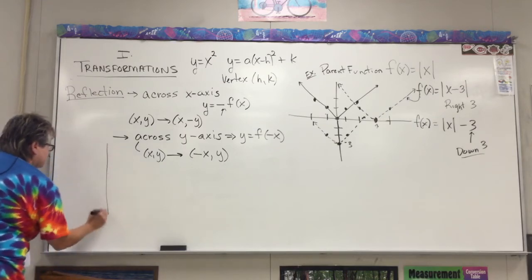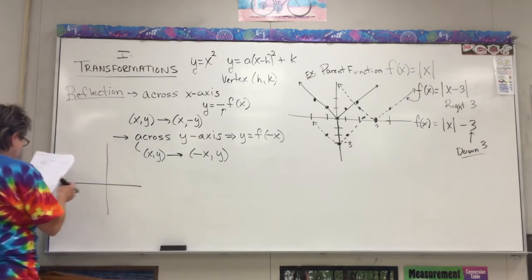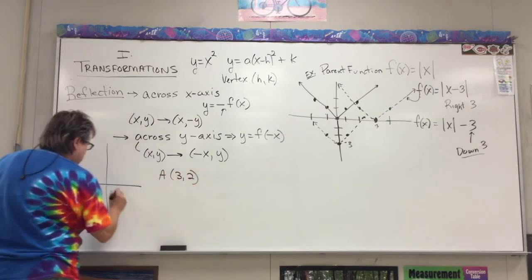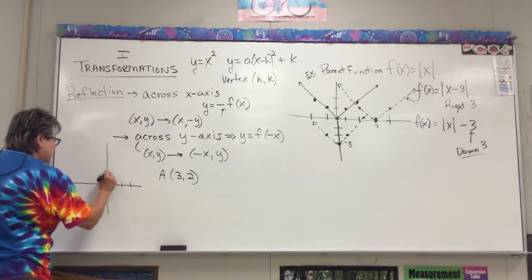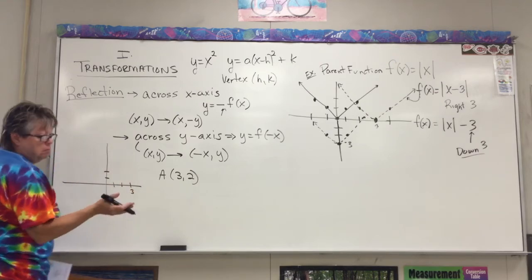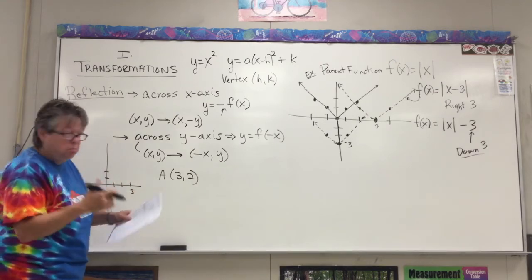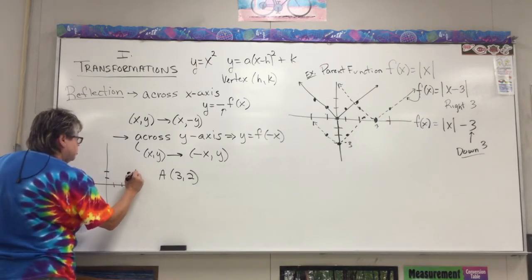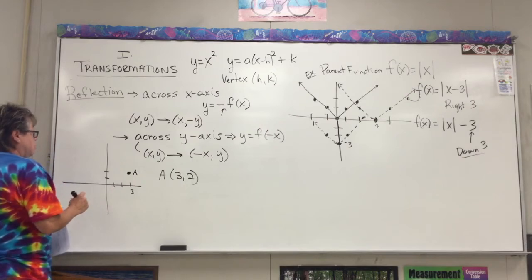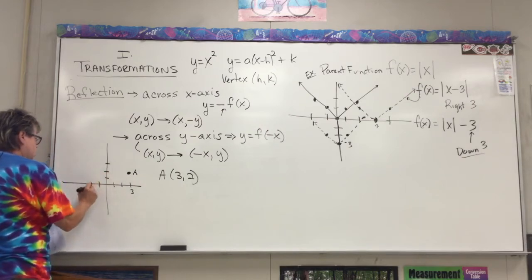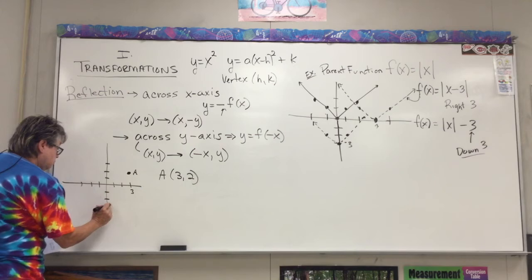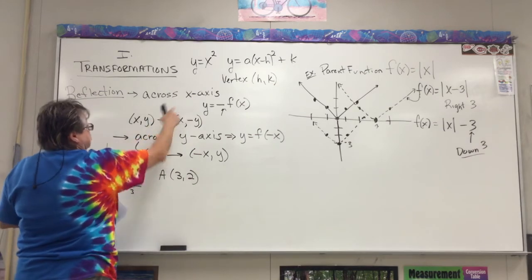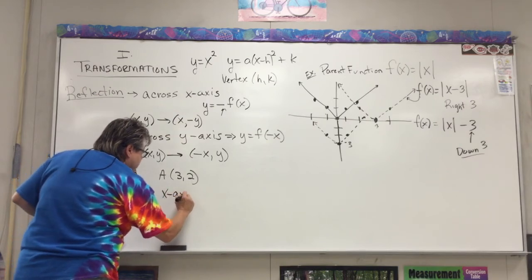So if you did a quick little drawing over here, maybe I have a point A with a coordinate of (3, 2). And you could do this for multiple points. I'm just going to show you with the one point and see what it looks like. So you're over here at (3, 2). This is your point A. We could reflect across, we'll just go in order of your notes here, the x-axis.